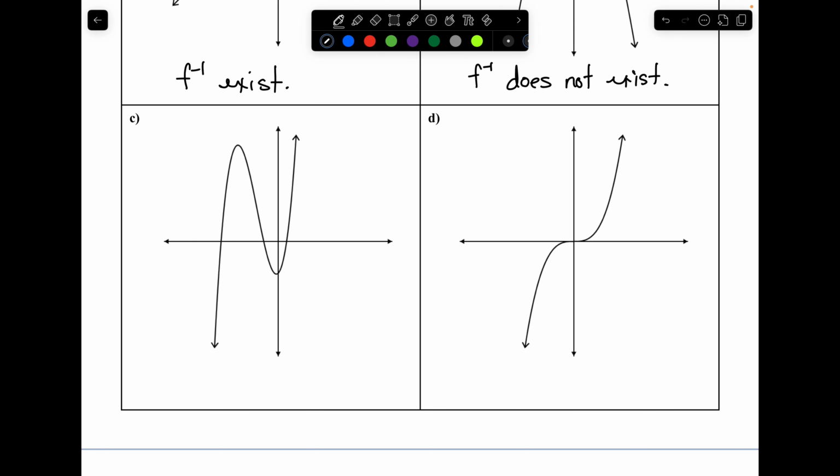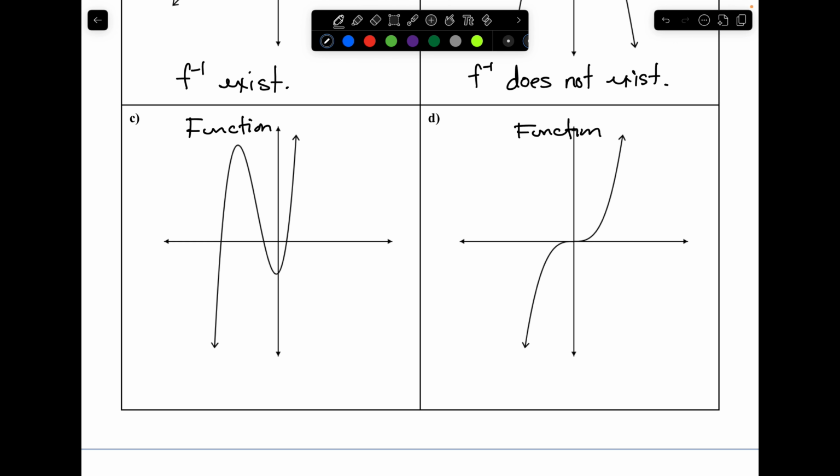So this again is a function. It passes the vertical line test. This one too is a function. Now the question is, which one of these are going to be invertible and which one is not? Which one is going to have the inverse be a function itself, and which one is going to see that the inverse is not a function?